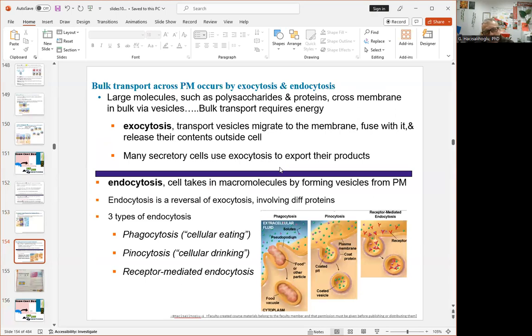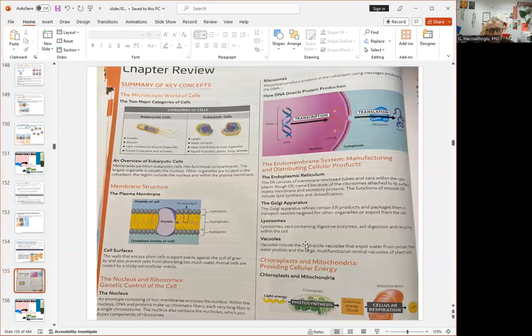There is also bulk transport for larger items, which can be phagocytosis, pinocytosis, or receptor-based endocytosis. Exocytosis is moving large items out. Endocytosis is moving them in. There is a picture here showing how large bulk items can be moved out or in using bulk transport, again through the plasma membrane.